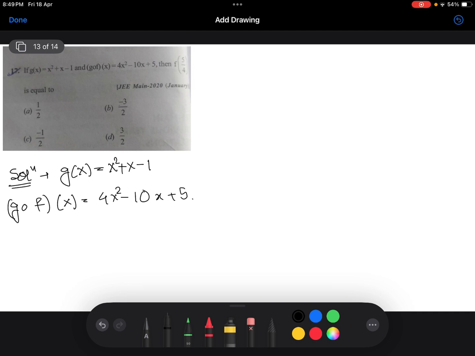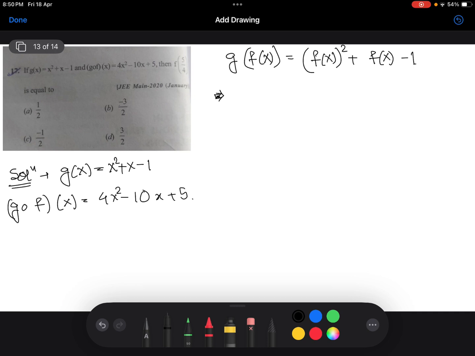So how can we check that? Now let's go step by step. Easy method. Say g of f of x, we can write like this. Now g of x is what? X square plus x minus 1. So we can write it as f of x whole square plus f of x minus 1, right? Now what value do we need? We need the value of f of 5 by 4.